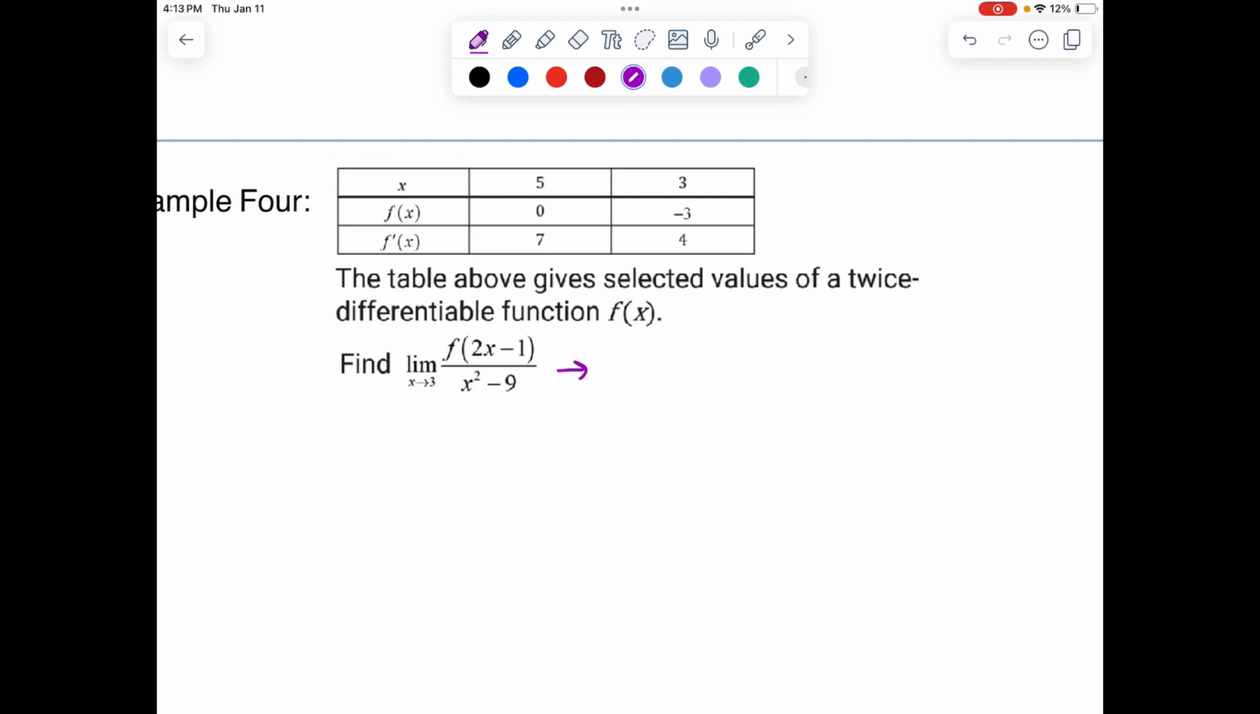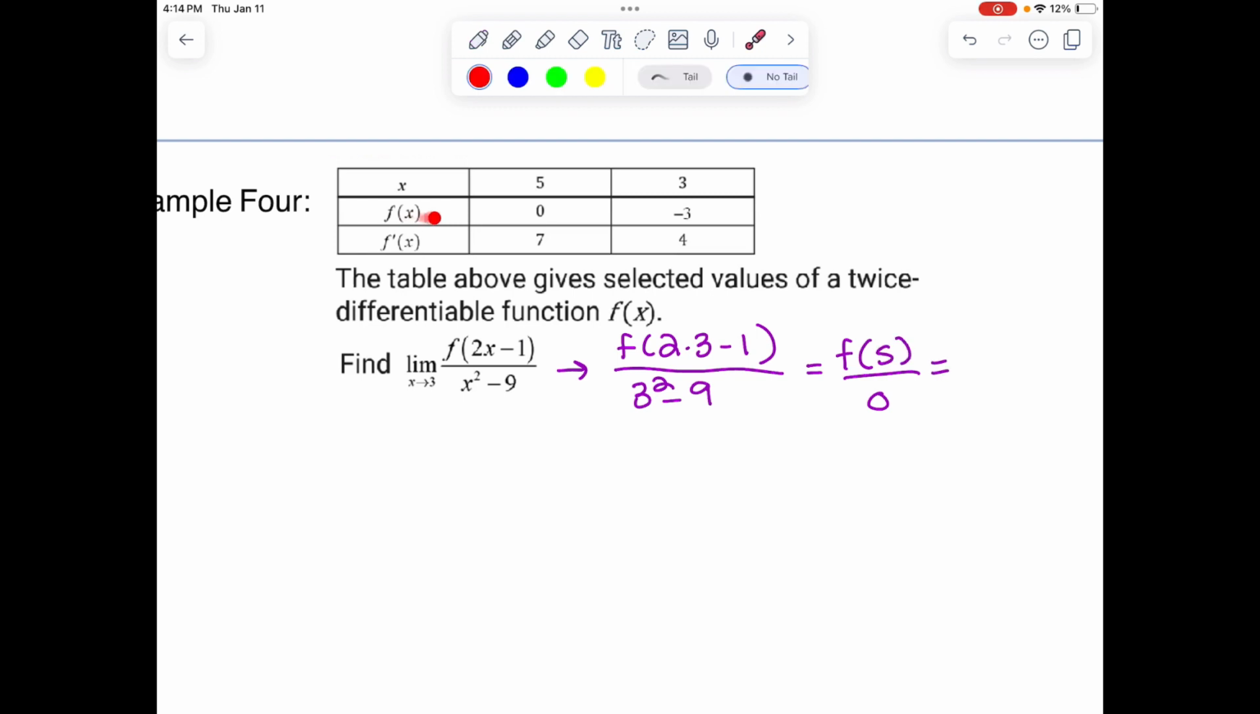So I would have started this problem by plugging in 3. I would do f of 2 times 3 minus 1 all over 3 squared minus 9. Right off the bat, I'm going to notice that my denominator is going to go to 0, so I'm kind of scared there. And then 2 times 3 is 6, 6 minus 1 is 5, so I'll have f of 5 on the top. If I go to my table, f of 5 is 0. So I have 0 over 0, and I'm stuck here. There's not really much else to do except use L'Hopital's rule, so I'm going to go ahead and use that.